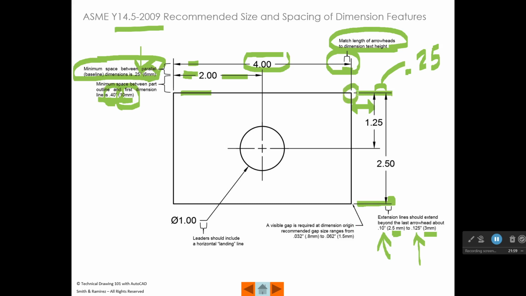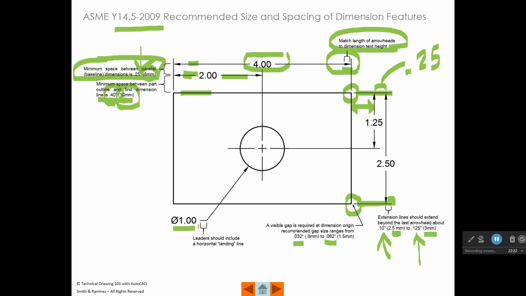Now, when you extend an extension line out, like down here, you need to have a visible gap right here, a little space, and that gap is usually set somewhere between 0.032 and 0.062 inches. So in chapter 5, we actually tell you what to use for these spaces, and we give you all these dimension settings. So we'll get to that in a minute.